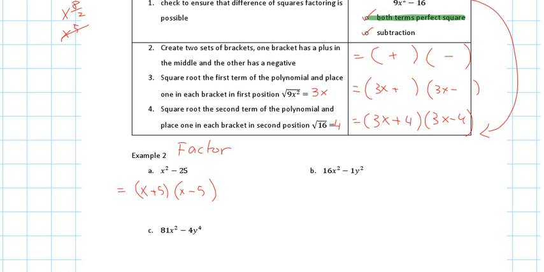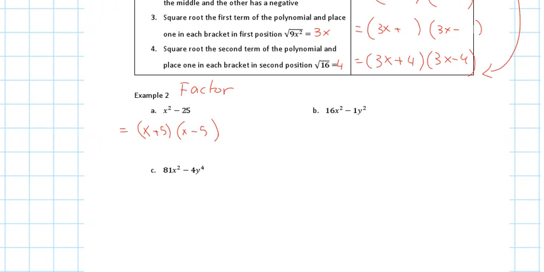Is 16x squared a perfect square? Is 1y squared a perfect square? Is there a minus in between them? So, the square root of 16x squared is 4x, basically this is what I'm doing, right? Square root of 1y squared, 1y, and I'm done. Do you notice something? My answers, the 2 brackets, they have the same terms. One is plus, the other one is minus, right?